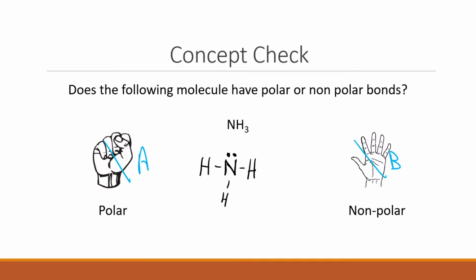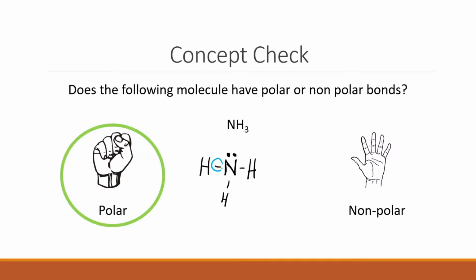The bonds in ammonia are polar bonds. These bonds all connect an N to an H. That is not the same thing, so it is a polar bond. Right, there are 3 polar bonds in this molecule.